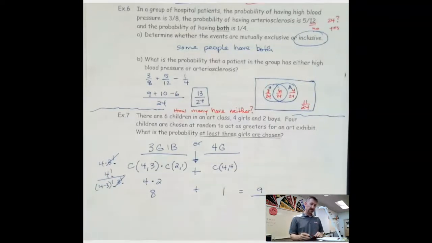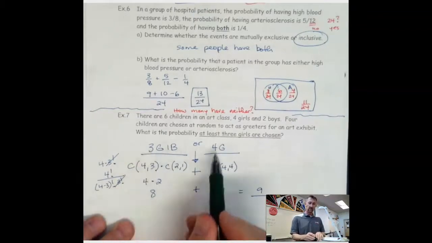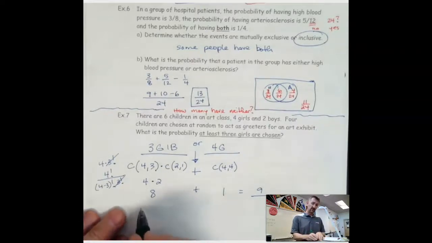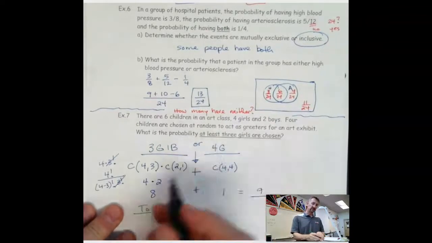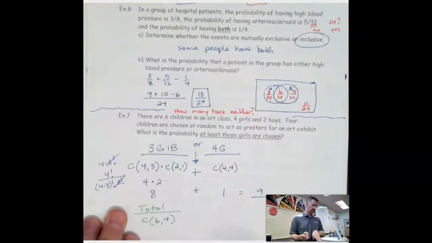Okay. Now, when we do probability, we're supposed to have what we want. So that's what we want. We either want 3 girls and a boy or 4 girls. There's 9 possibilities for what we want. Now, the total, if we're calculating the total, there are 6 kids, and we're choosing 4 of them.